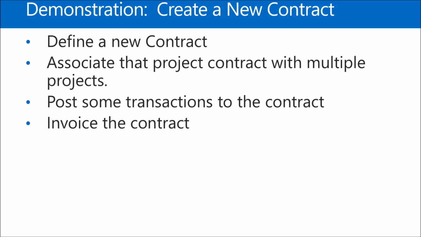So let's go ahead and demonstrate creating a new contract. We'll do four things. We'll define a new contract. We'll associate that project contract with a few projects. Then we'll post some transactions to the contract. And finally, we'll invoice that contract so you can see how you can invoice multiple projects at one time through a contract.